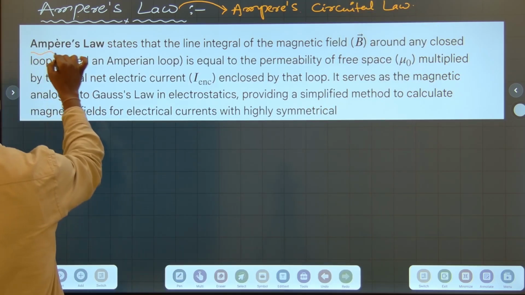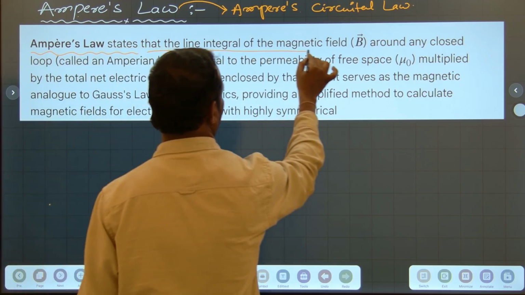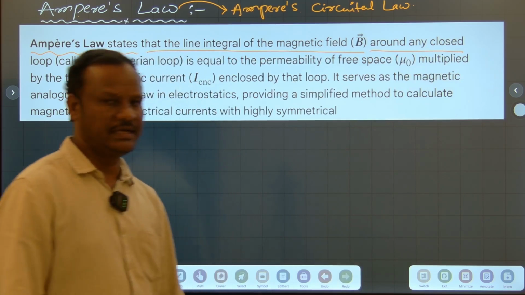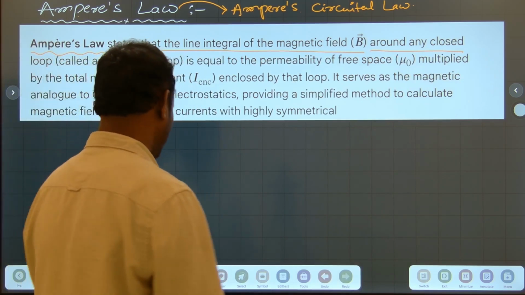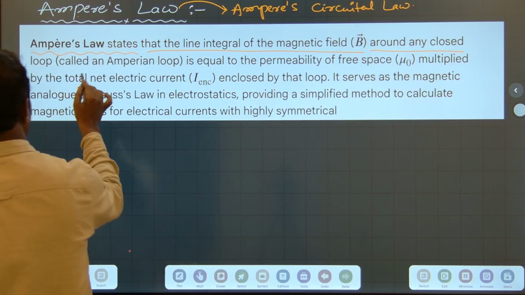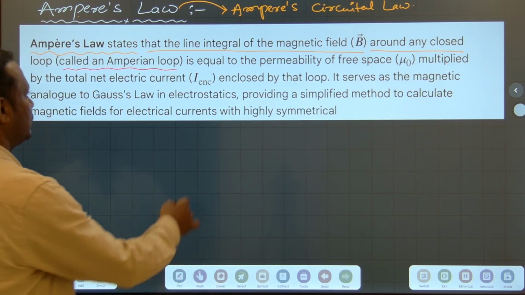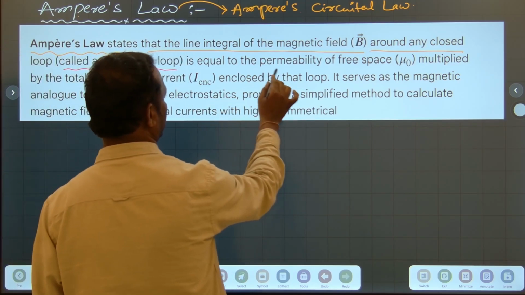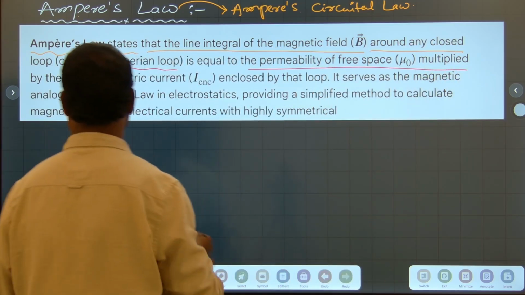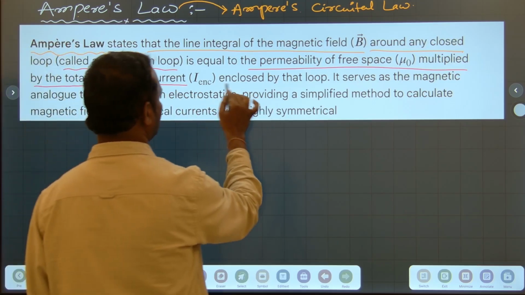Ampere's law states that the line integral of magnetic field around any closed path. Any closed path is taken, and that is called what? The closed path is called the Amperian loop. It is equal to the permeability of free space times the total net electric current enclosed by the loop.